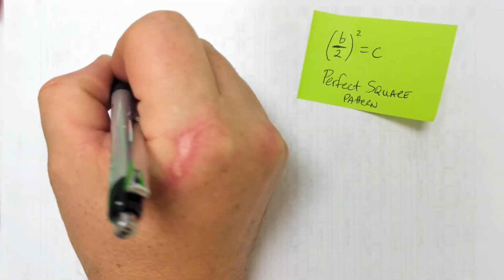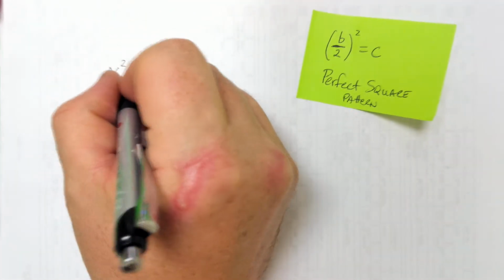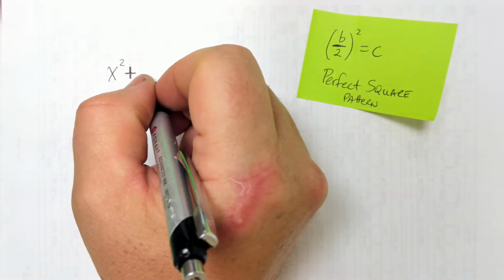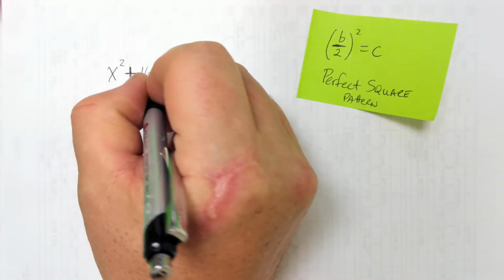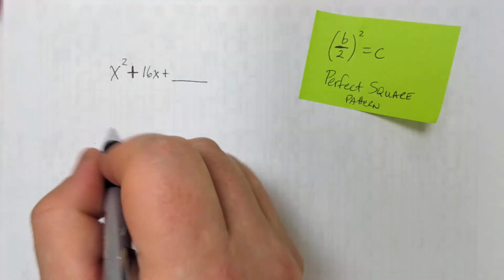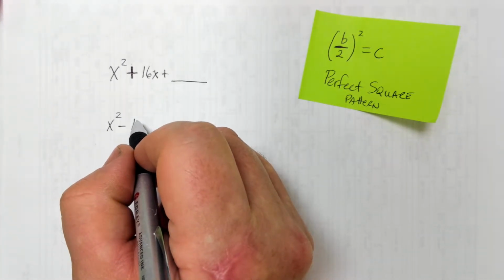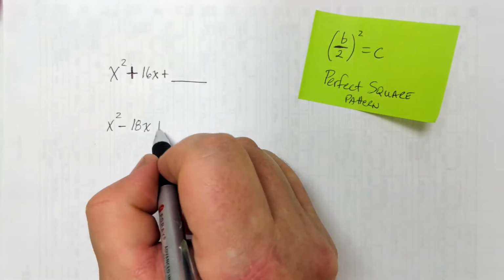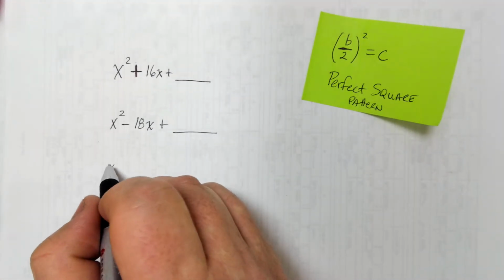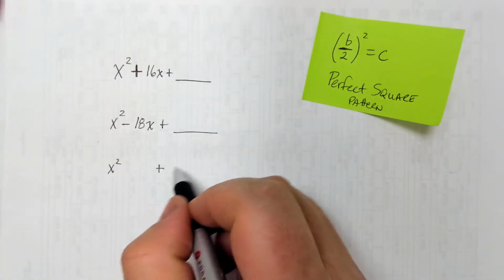Here's what we're going to do next. I'm going to give you part of a quadratic, and I'm going to ask you to put whatever number needs to be there to make it a perfect square. So if we had x squared plus 16x plus something. Or what if we had x squared minus 18x plus something.